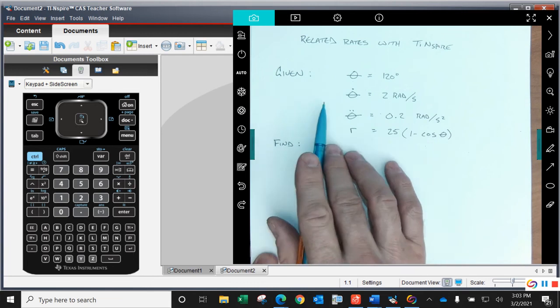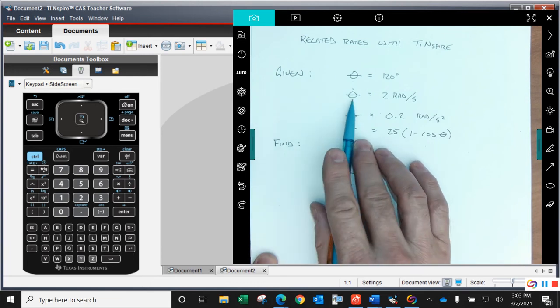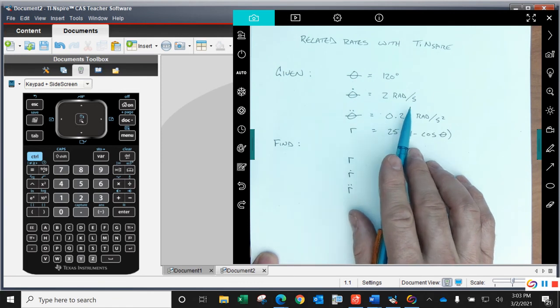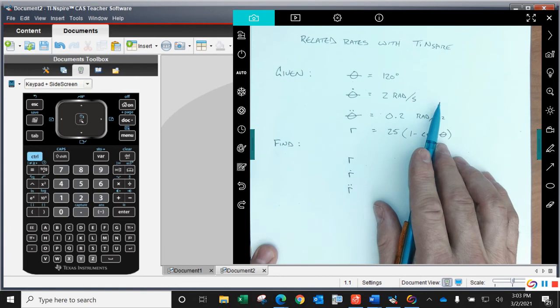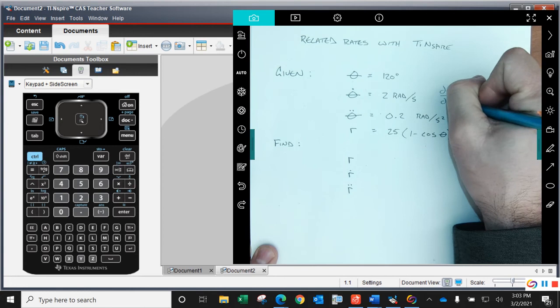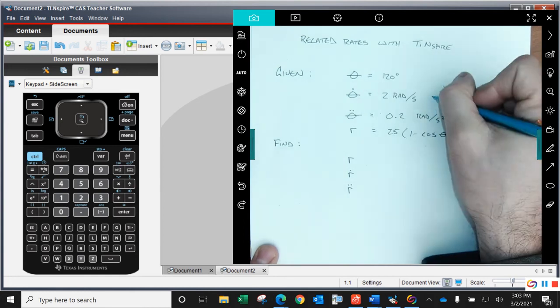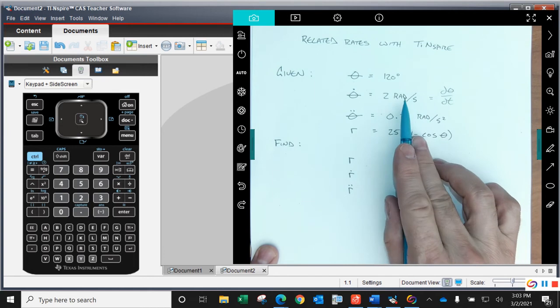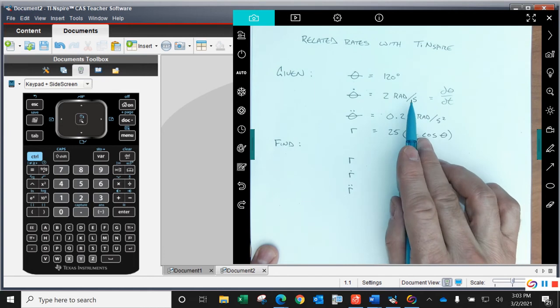So a little bit of background information. We have the derivative stated here with Newton's notation. Now the units are a nice giveaway if we want to write it in Leibniz notation. I think I'll do that right now. That's the derivative of theta with respect to time. Theta is in radians and time in seconds.